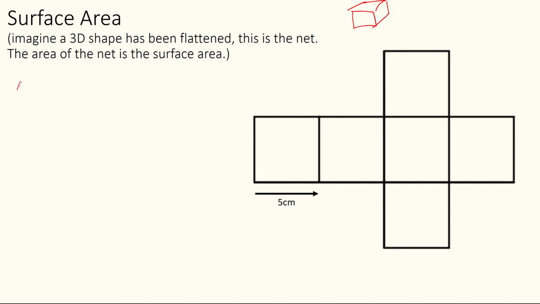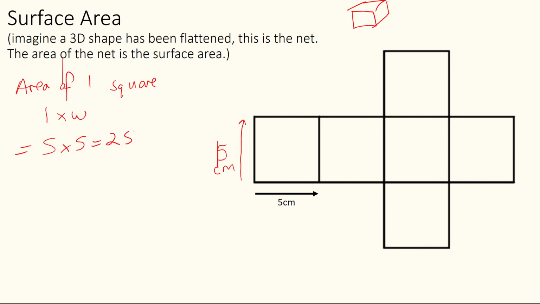So I'm going to work out the area of one square, which, as you know, is length times width. So we've only got one dimension here. We've got a side of 5 centimeters. Well, in a square, all of the sides are the same, so that's 5 centimeters as well. I don't know why my pen's doing these weird straight lines. You're just going to have to ignore them. So the area of one square is actually 5 times 5, which equals 25 centimeters squared.